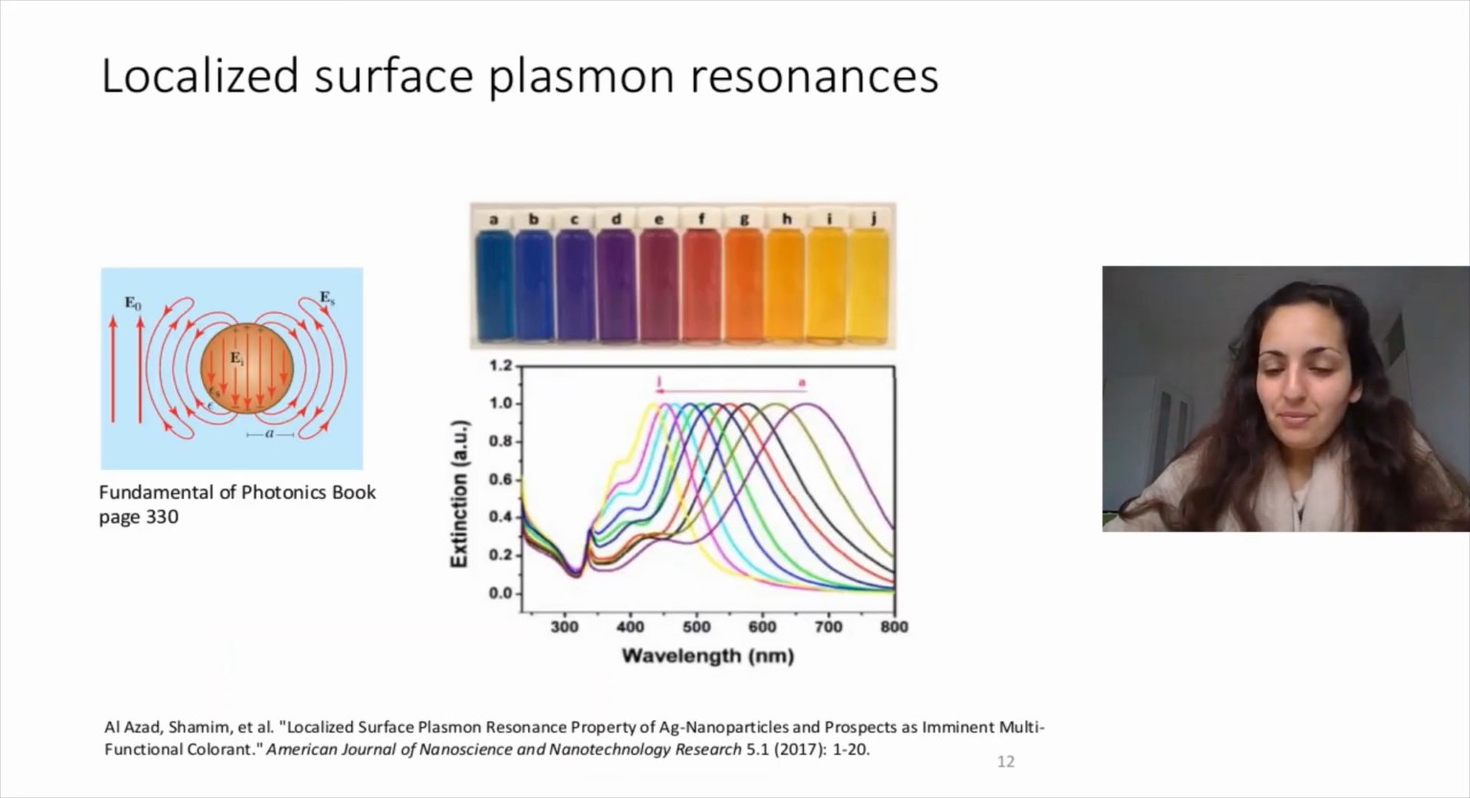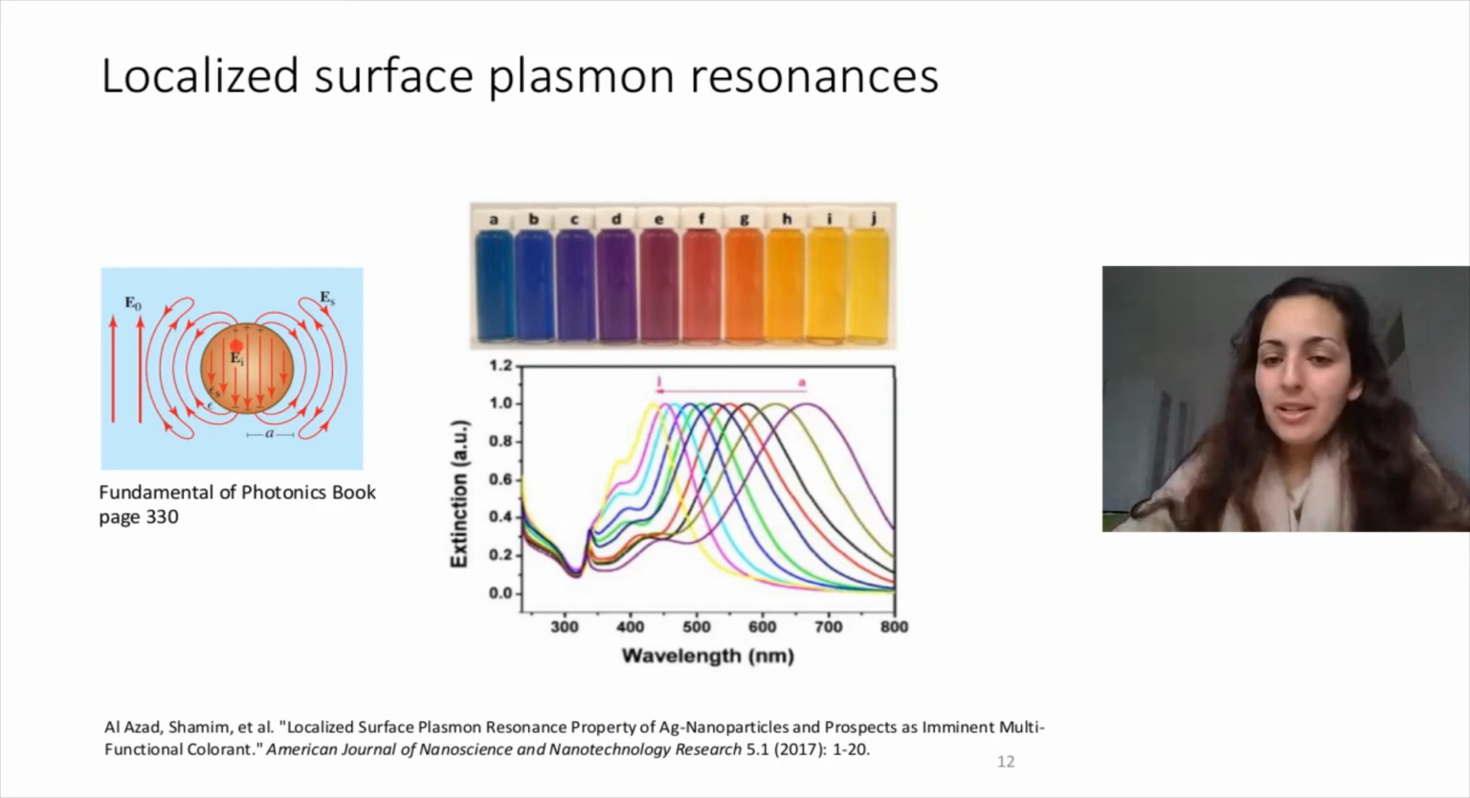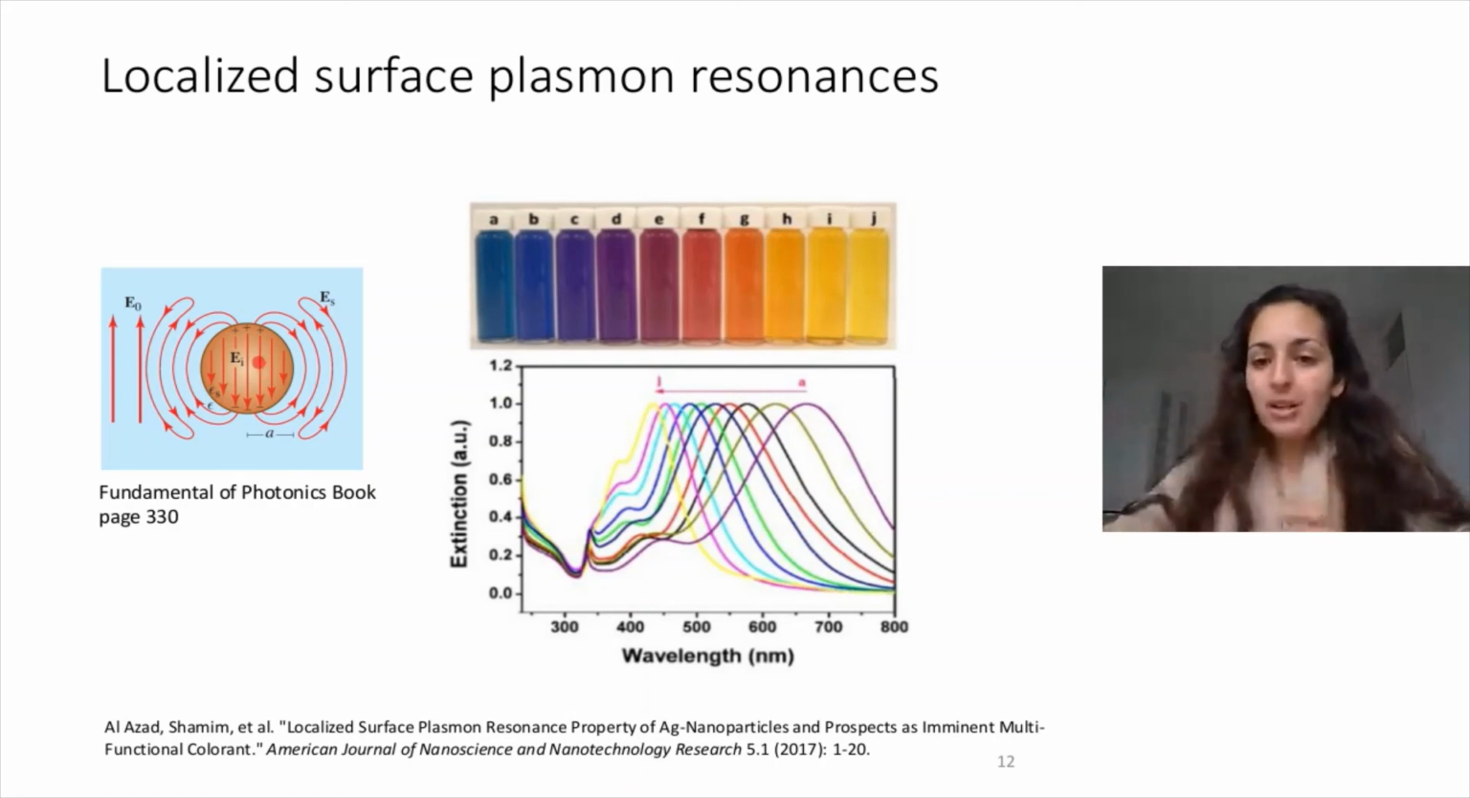And one thing that's also very interesting is that we can get localized surface plasmon resonances in metal nanoparticles. So this is now from the Fundamentals of Photonics book, page 330. You can really see that if I have a metal nanoparticle, my plasmon is now not moving along a surface, but because I have this round structure, I actually get this resonant behavior where my electron gas oscillates in a coordinated way, and then there's this electromagnetic wave around it.